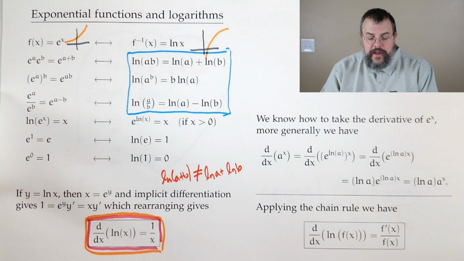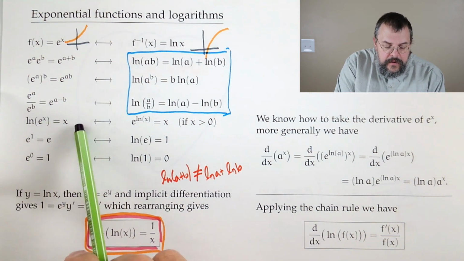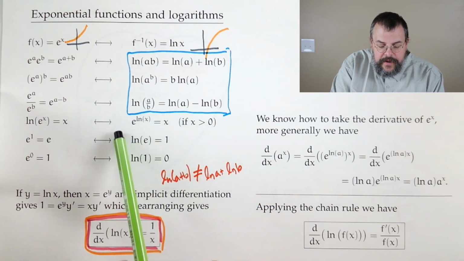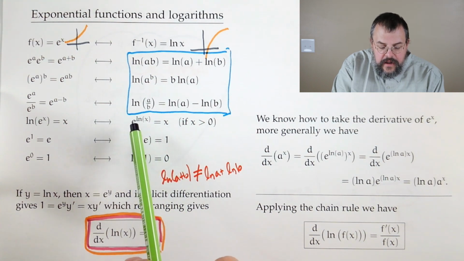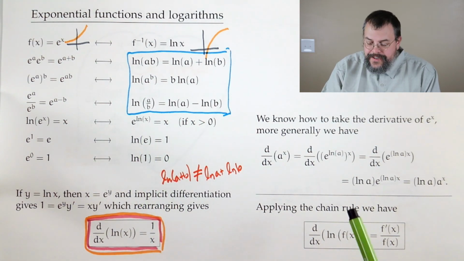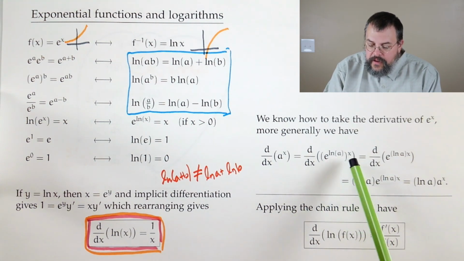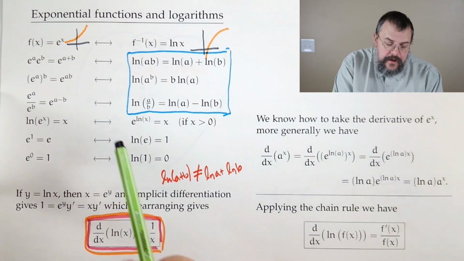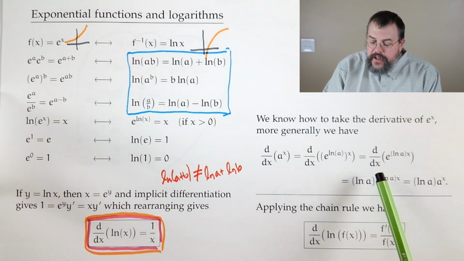Now, how do we know that? Well, we are basically using this fact right here. Here we have a is e to the log a. So e to the log a, raised to the x power, is the same as e to the log a times x. How do we know that? Property of exponential functions. So now we're ready to take the derivative.